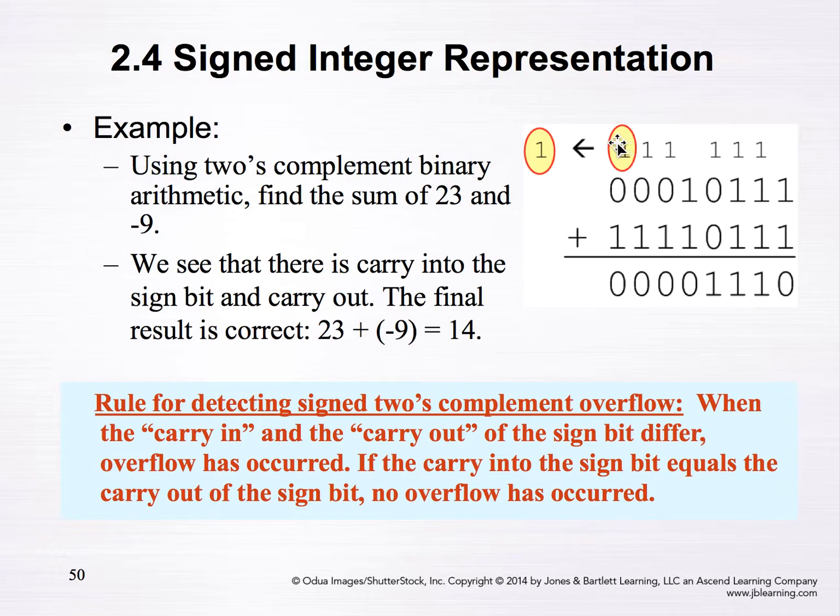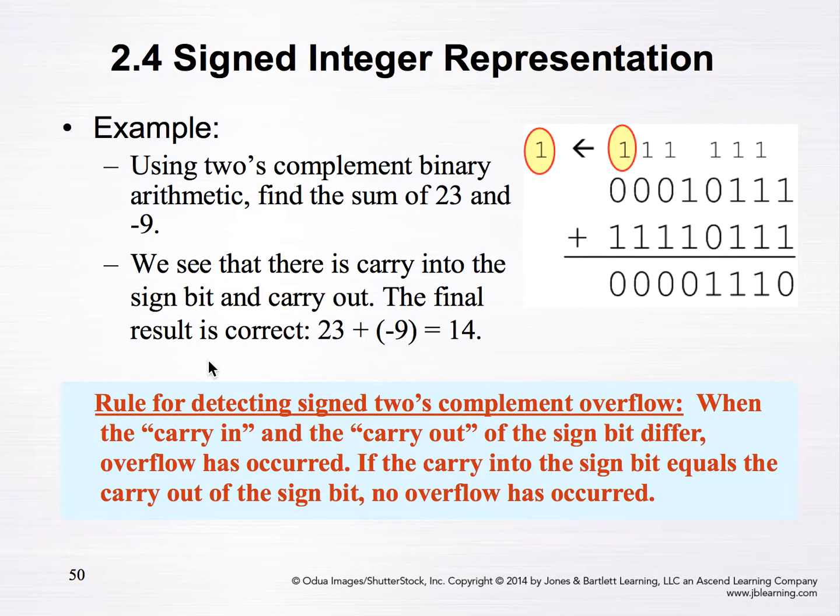In the last bit right here, we have a carry of 1 from the 7th bit into the sign bit, and also a carry of 1 out from the sign bit. So there's a carry into the sign bit, and also a carry out from the sign bit as well. So the final result is 23 plus -9 equals 14. So this is actually the correct one. We can see that a carry out together with a carry into the sign bit does not always give an incorrect answer.